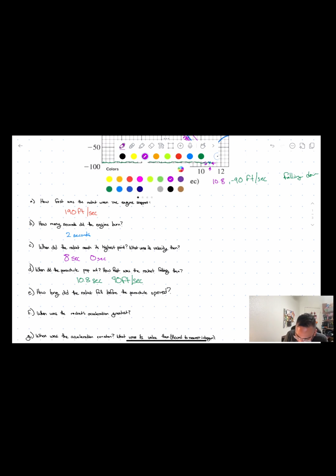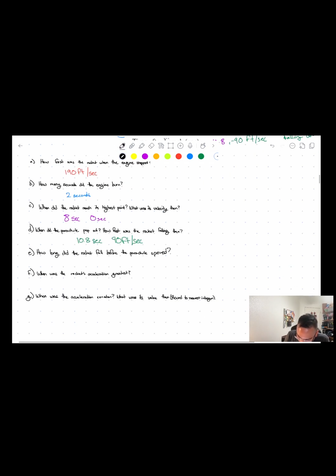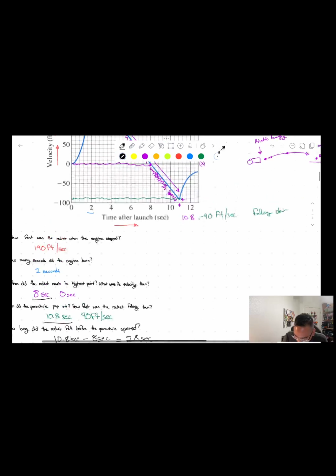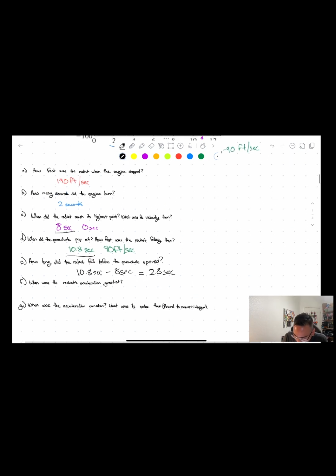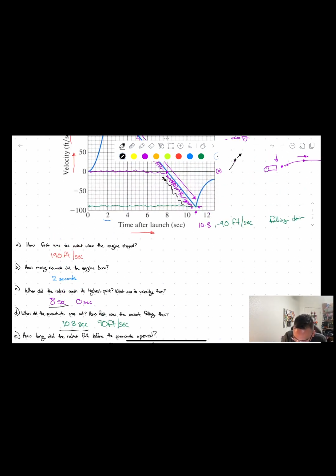So the easiest way to put this is to take this number and subtract it. 10.8 seconds minus 8 seconds is going to give us 2.8 seconds. So that's how long the rocket fell in this point right here before the parachute opened. So once it got past 0, it was falling.